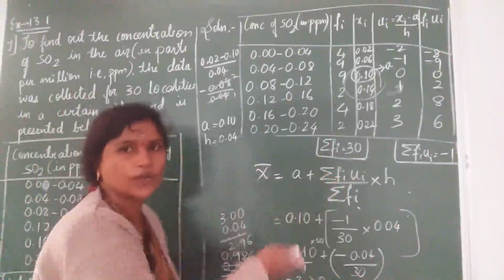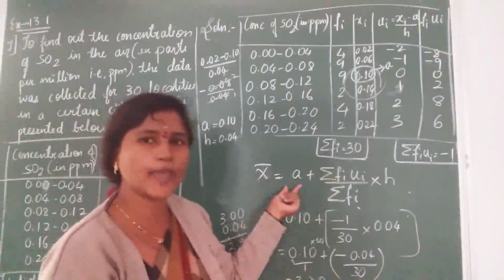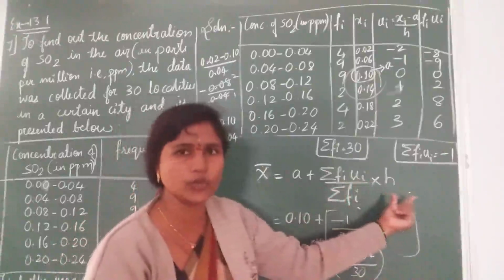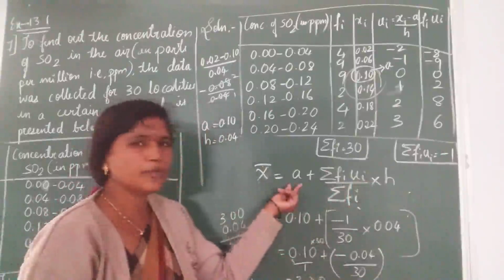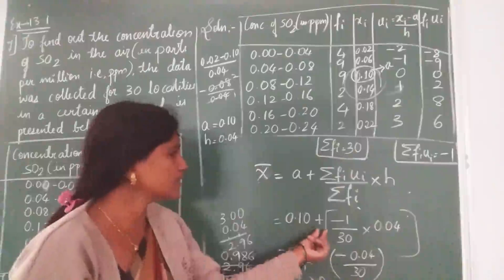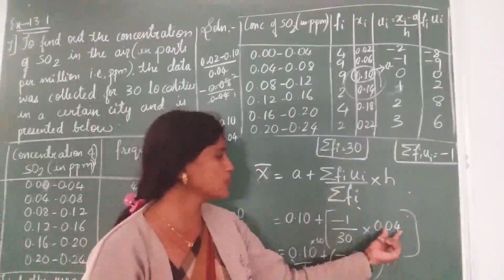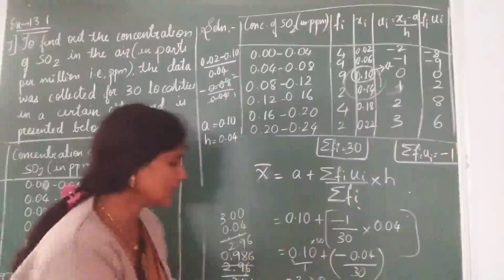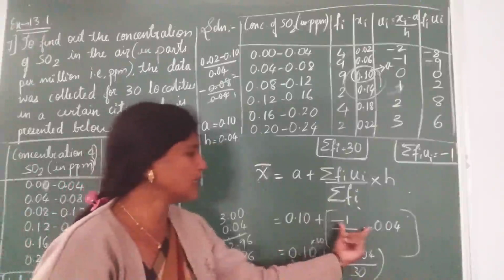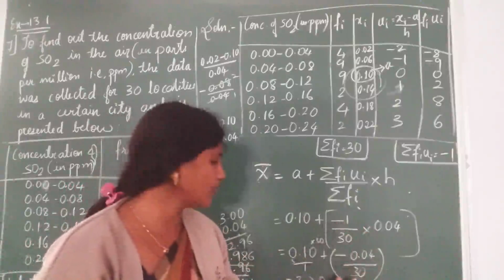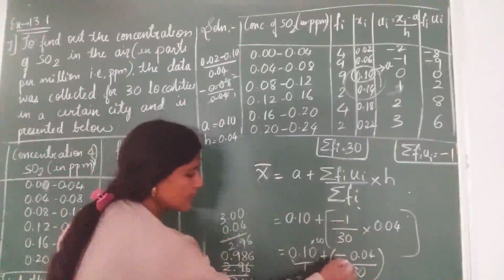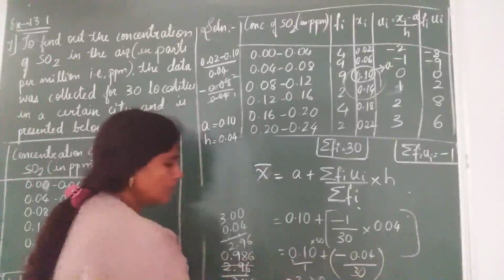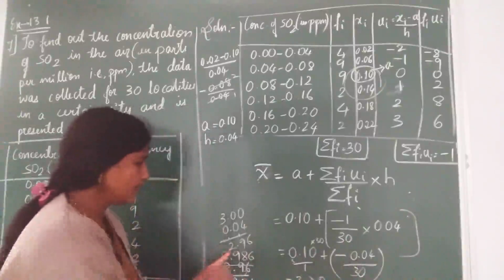Now you have to apply the step deviation formula. x bar is equal to a plus summation of fi ui divided by summation of fi, into h, the class size. The assumed mean is already known, 0.10, plus minus 1 divided by 30, into 0.04. Next, 0.10 plus minus 1 times 0.04 divided by 30. Multiply this, you will get minus 0.04 divided by 30. Now plus into minus, multiply the signs here, you will get 0.04 divided by 30. Now subtract these two, you will get 2.96.